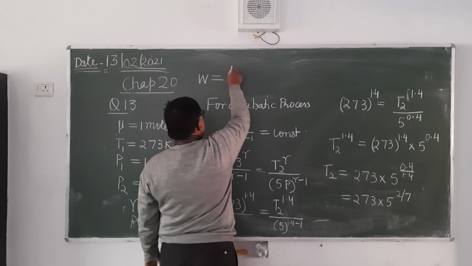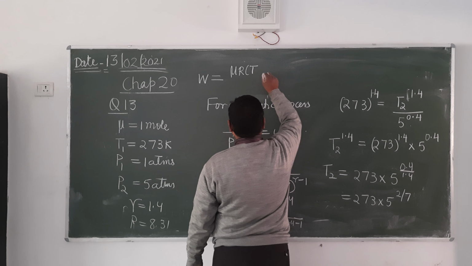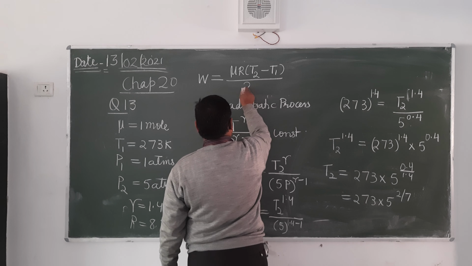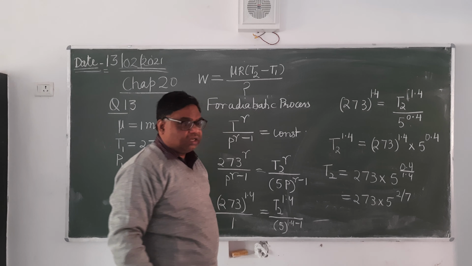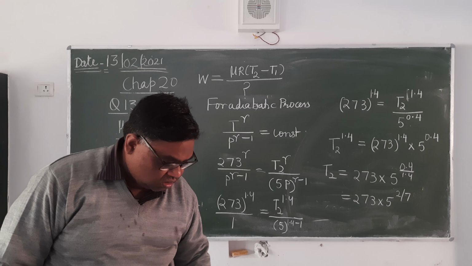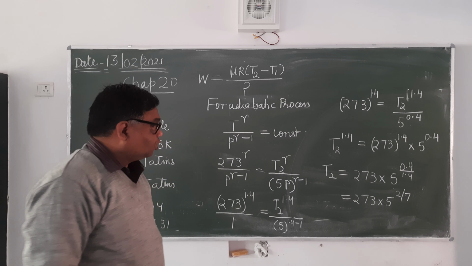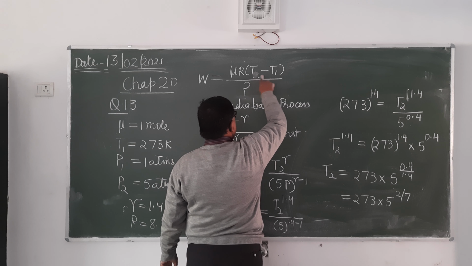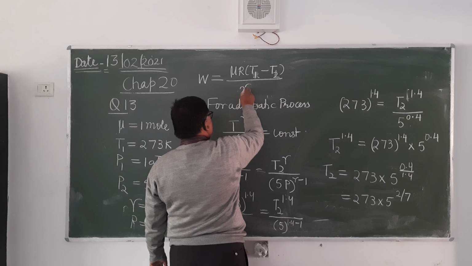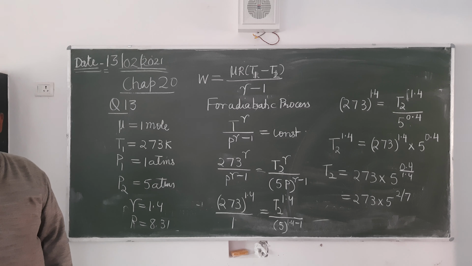This way you can calculate the final temperature, and after calculating the final temperature, what will be the work done? It will be mu R, T1 minus T2 divided by how much? I don't remember, you note it down. What is the formula? Mu R, T1 minus T2 divided by gamma minus 1. So substitute this, you have found T1 and T2. It's clear?